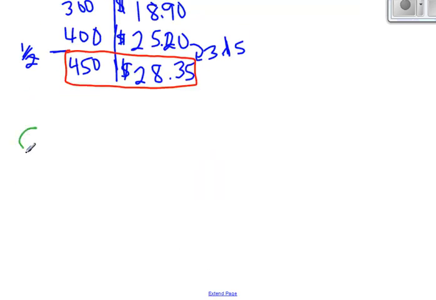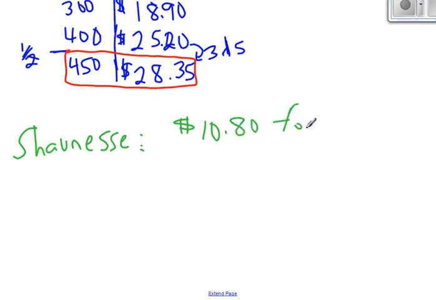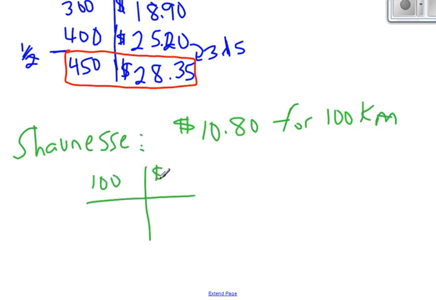So we know that for Shanu's, however you spell it, she pays $10.80 for 100 kilometers. So I'm going to use the multiplication method. I'm going to say, 100 kilometers is $10.80.